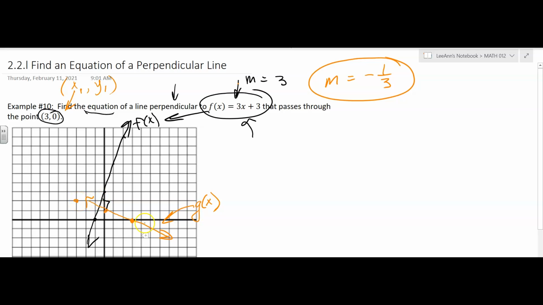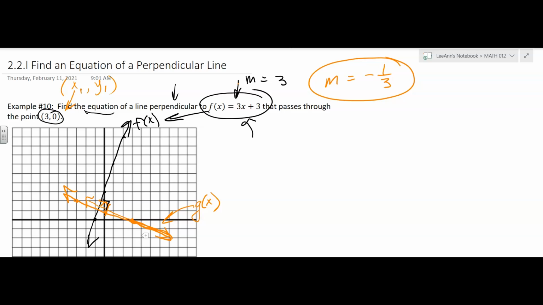So you can see my line's off a little bit. It should have been more like that. Okay, and then that probably looks a little more perpendicular there. Now it just looks like a mess, but they didn't ask us to graph it. We're trying to find the equation.